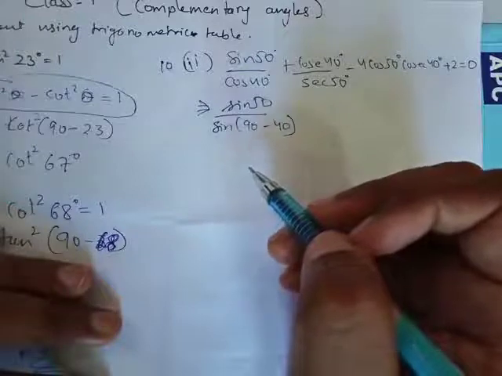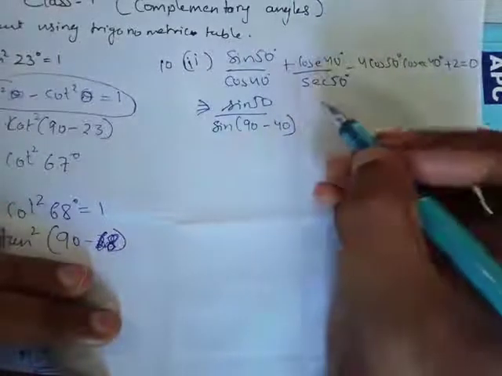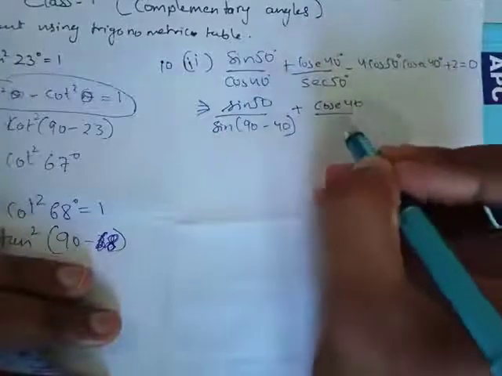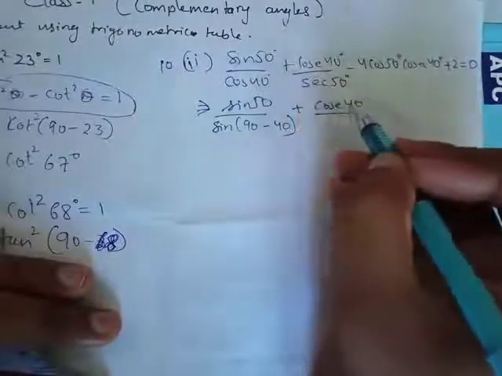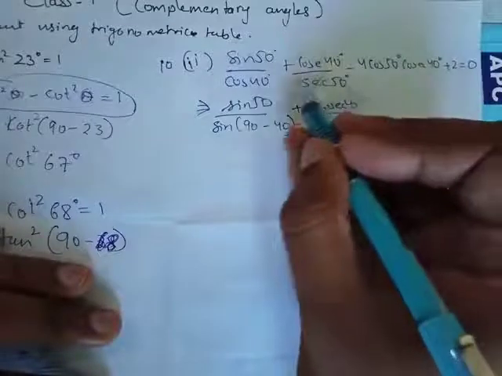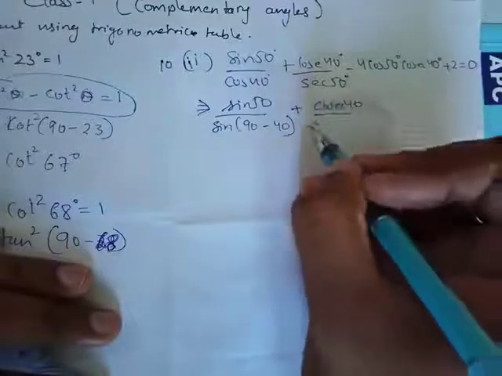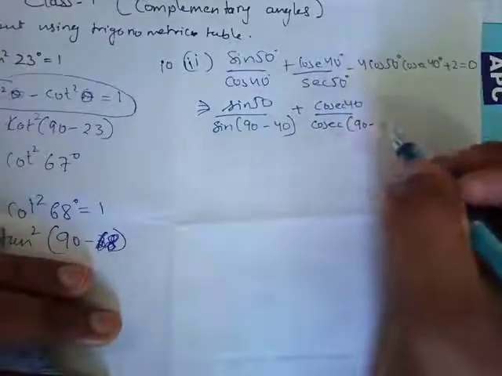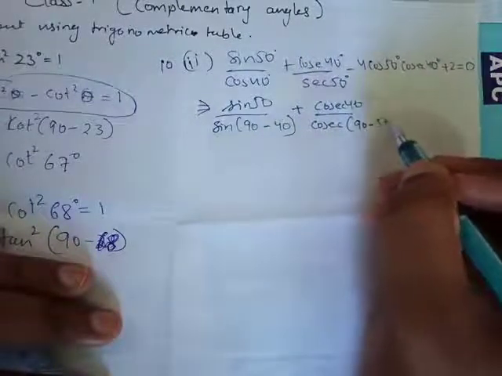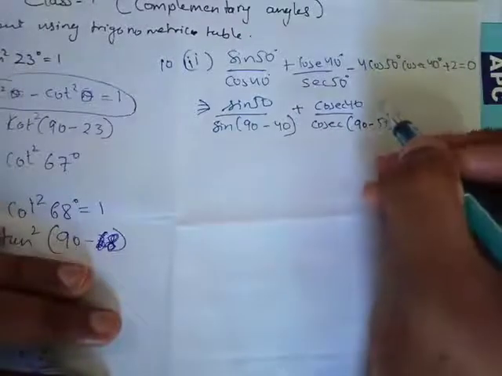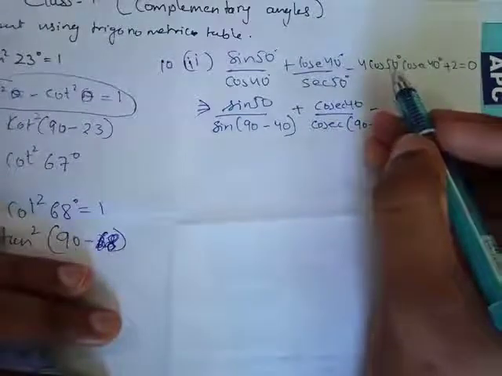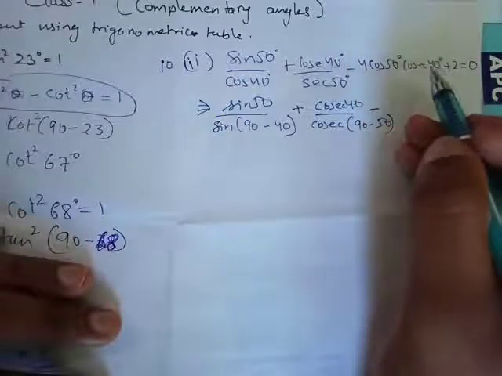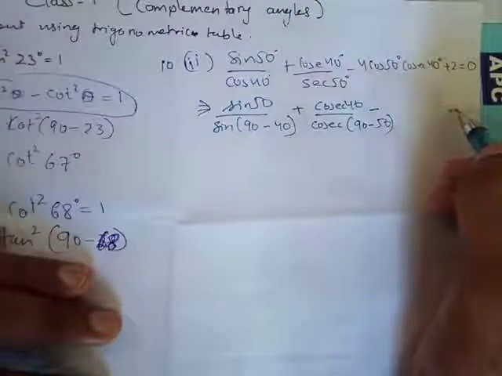Are you getting it? Plus cosec 40 stays as cosec 40, and there is sec 50. Sec 50 can also be written as cosec of 90 minus 50, minus, and then you have cos 50 and cosec 40, plus 2.